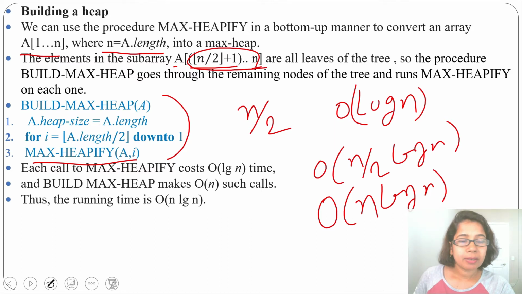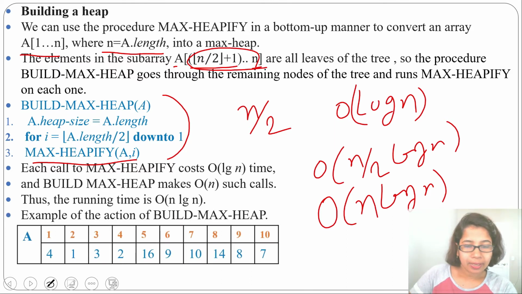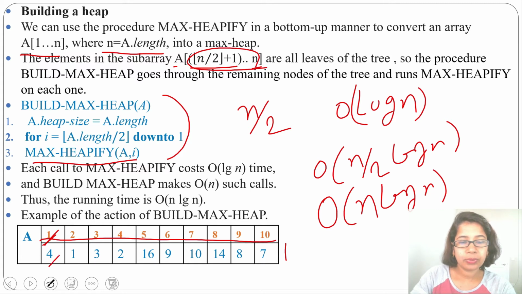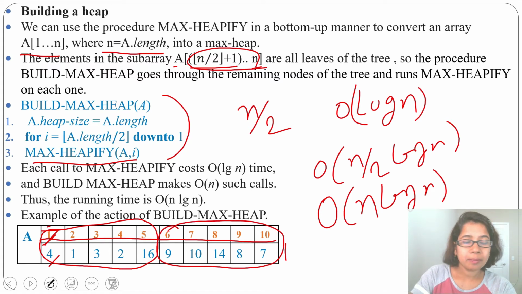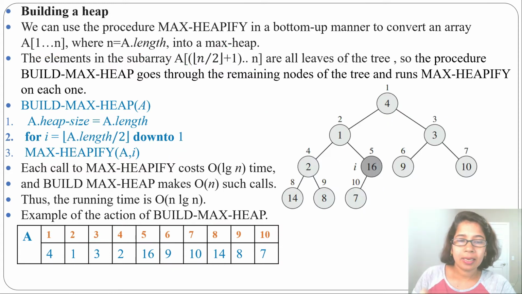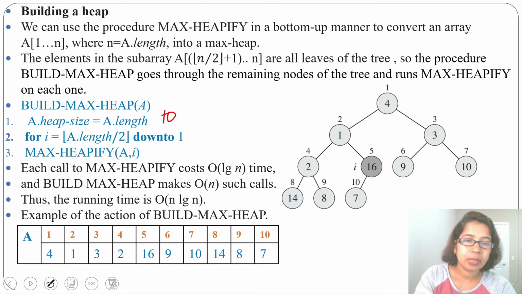Let's discuss one example of building a max heap. One array is given. This is the array, and the first row is the index. Index 1 is the root, so 4 will be the root. The first half, meaning index 1 till index 5, are internal nodes, and index 6 till index 10 are leaves. We'll call BUILD-MAX-HEAP starting from 5 till 1. As the array length is 10, 10 divided by 2 is 5, so initially the i value is 5, and the i value will decrease every time till 1.